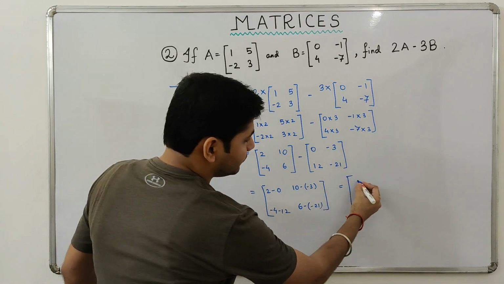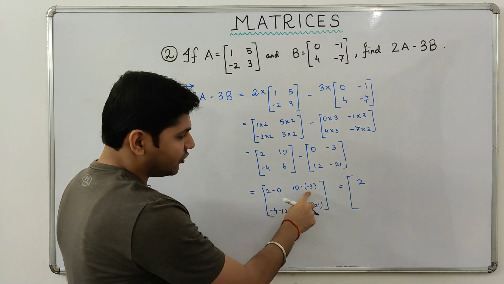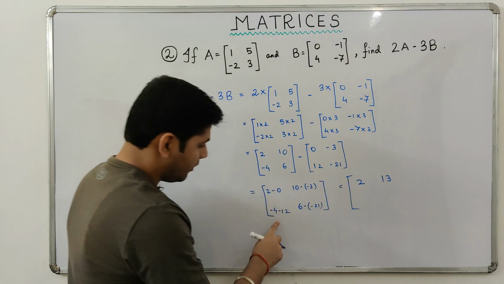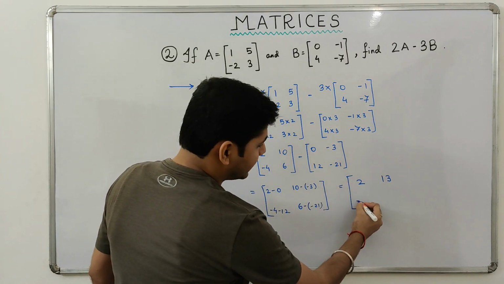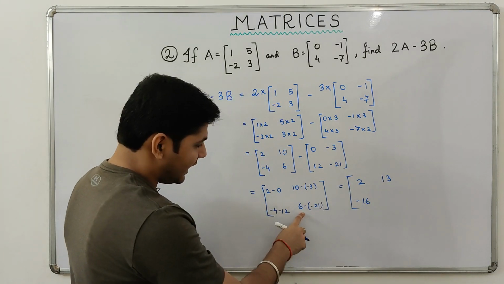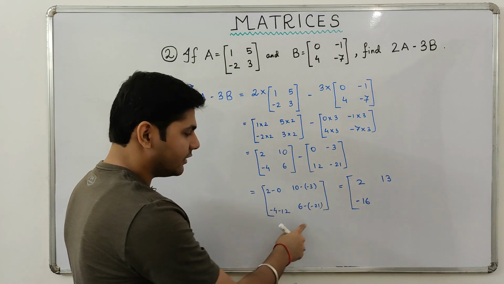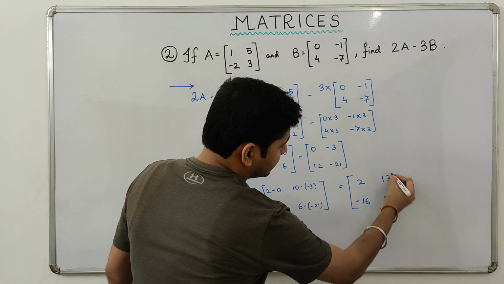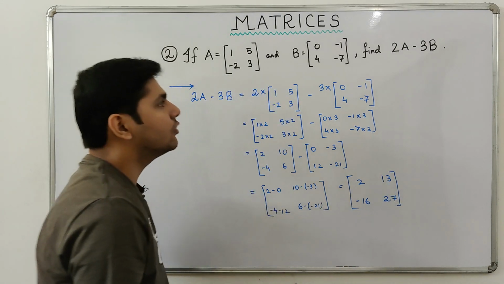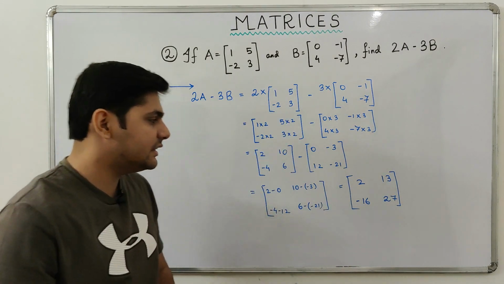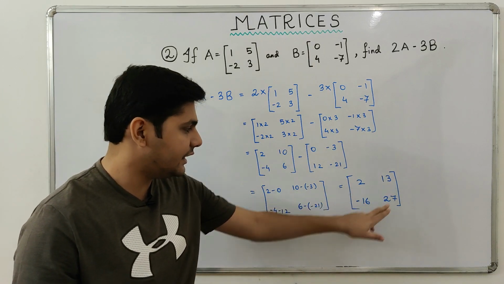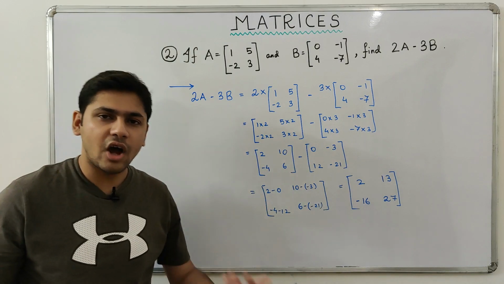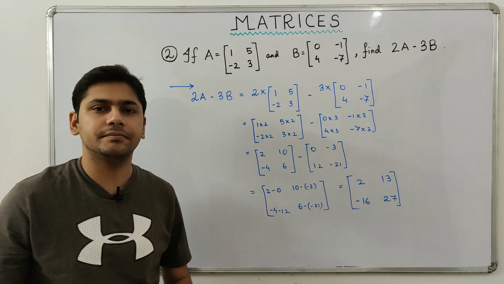2, 10 minus of minus 3, that's 10 plus 3, 13. Minus 4 minus 12, that is minus 16. And 6 minus of minus 21, that's 6 plus 21, which is 27. So 2a minus 3b is equal to 2, 13, minus 16, 27. It was very simple. Now we will move on to the next sum.